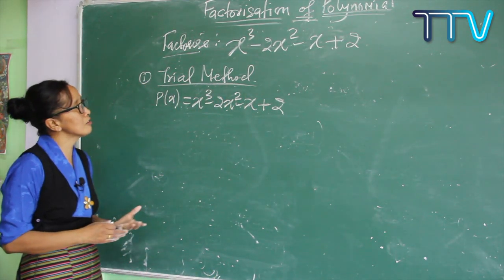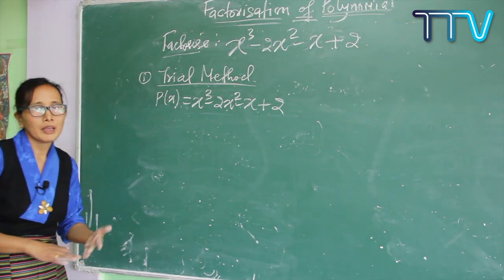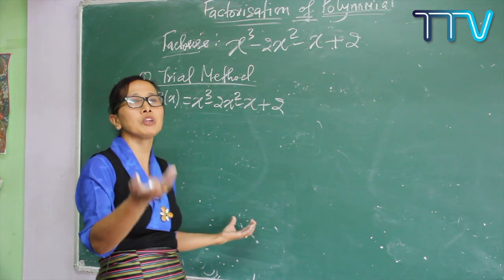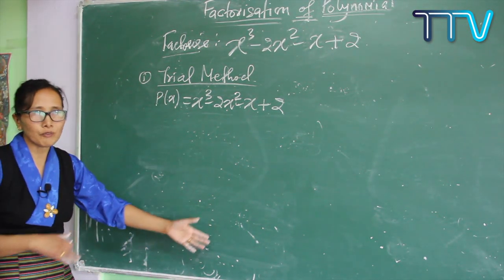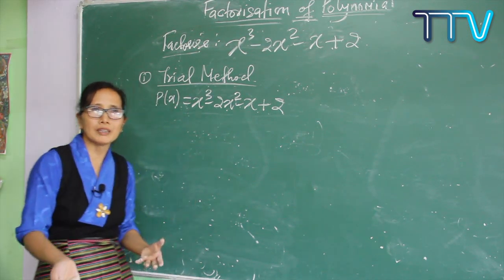So here, to get 0, you can just use any numbers. Let me start with the lowest number, that is 1. If you put 1, do we get 0? If you cannot get 0, let's move to the next one. Put minus 1 and check again. If you are still not getting it, you can move to the next, plus 2, minus 2, just keep on going in this way, got it?